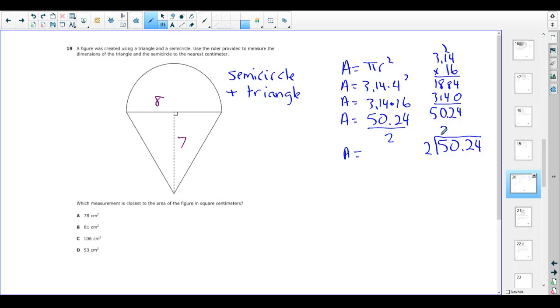2 goes into 50 25 times. I know, I'm skipping a little bit here, but that's okay. Let's see. 2 goes into 24 12 times. We have 25.12. We're going to hold on to this number because we're going to need it later. Then we're going to find the area of this triangle. There's a triangle on the bottom of our cone.